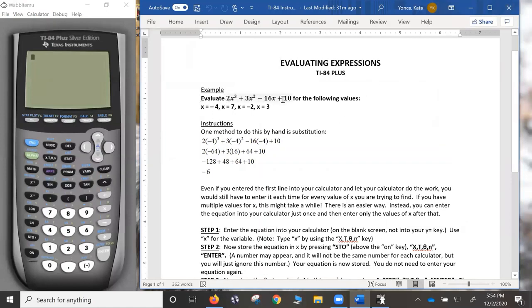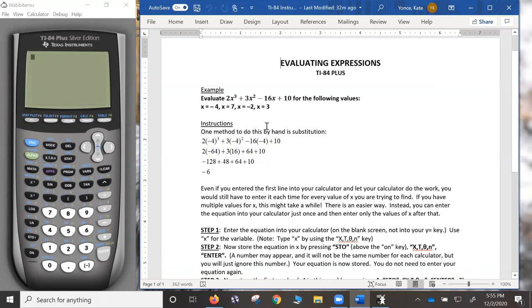Sometimes we are given an expression and asked to evaluate it for various values of x. One way we could do that by hand is to substitute -4 in for all of these x's. And when we do that, we'll get our answer. We could also type this line into our calculator and get our answer that way. But the downside to that is if we have multiple values of x, then we have to retype this every time with the new value of x in the parentheses.